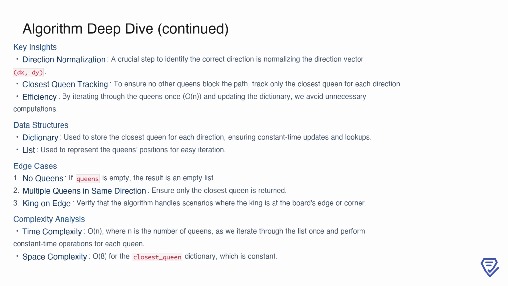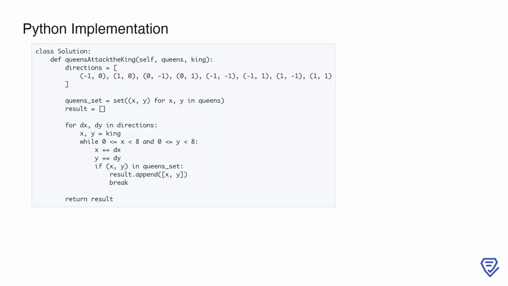This makes the solution both robust and efficient. This solution determines the queens that can attack the king on an 8x8 chessboard. The algorithm starts by defining all 8 possible directions in which queens can attack: vertical, horizontal, and diagonal paths. These directions are represented as pairs of changes in x and y coordinates.